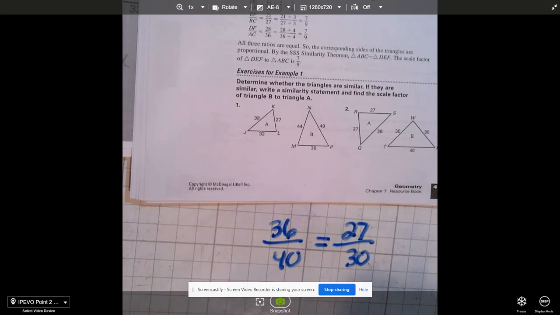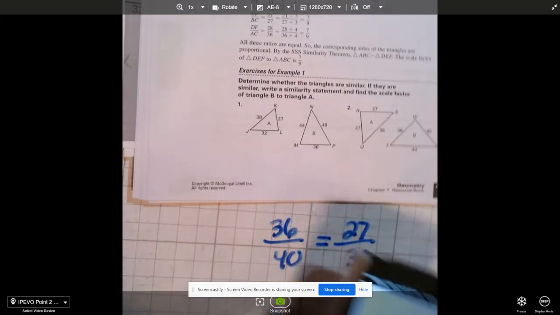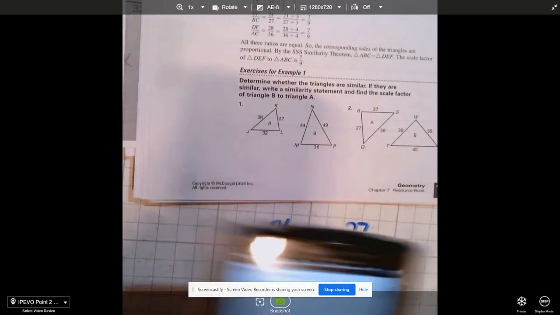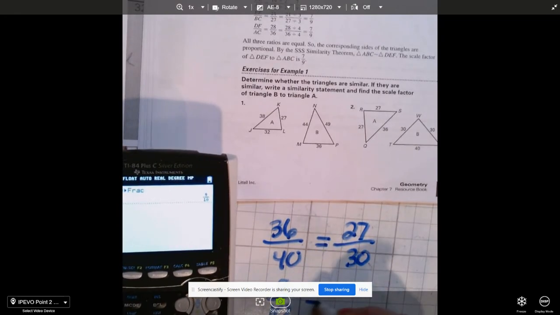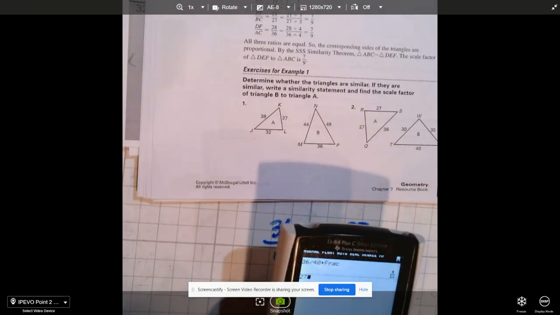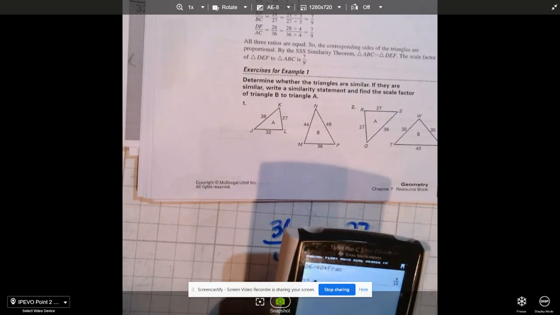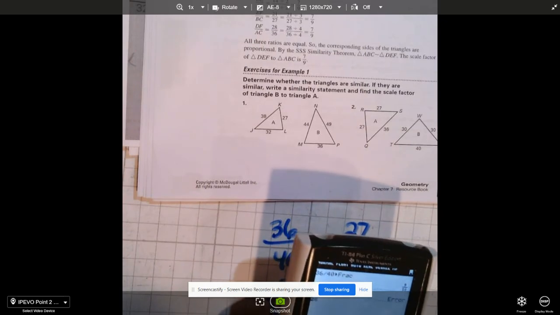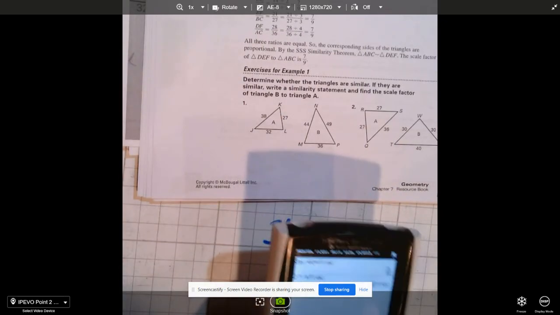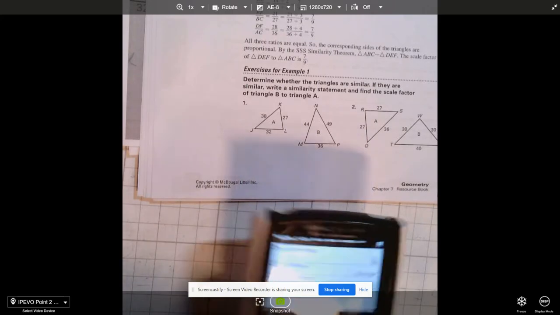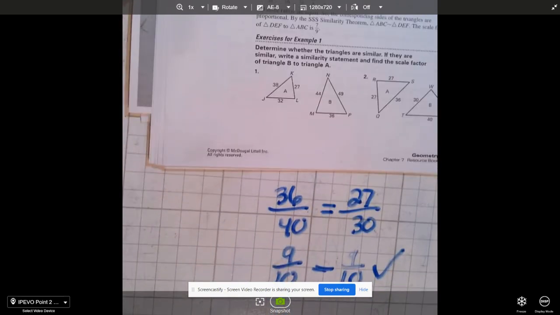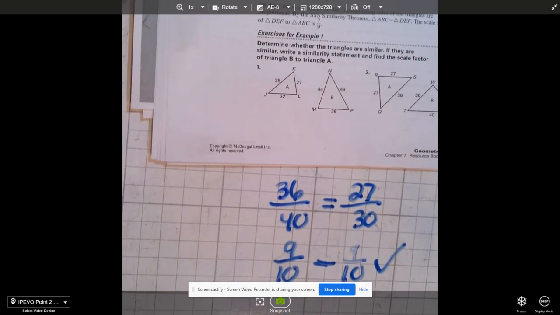36 and 40 are both divisible by 4, so I'm going to get 9 over 10. And 27 and 30 are both divisible by 3. Whoops, sorry. 27 divided by 30, and I'm going to get 9 over 10. So now they are similar, right? Because 9 over 10 equals 9 over 10. So now I do have to go ahead and complete the other steps.